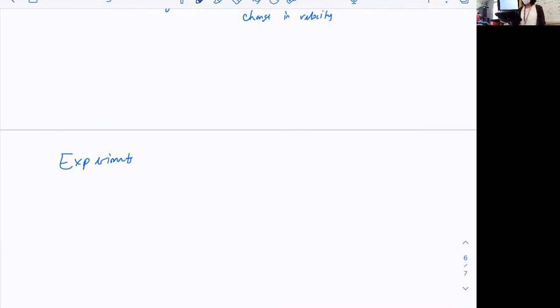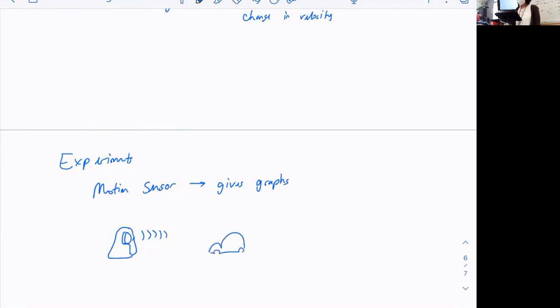Yeah. Okay, so for experiments, remember you can use a motion sensor. And the motion sensor was this little device. It had this sensor that sent out these sound waves. And what were some of the things you could record with a motion sensor? Because it gives you a graph. Okay, motion sensors give graphs. And what are different kinds of graphs we can create from a motion sensor?